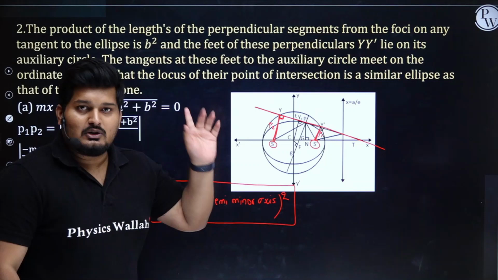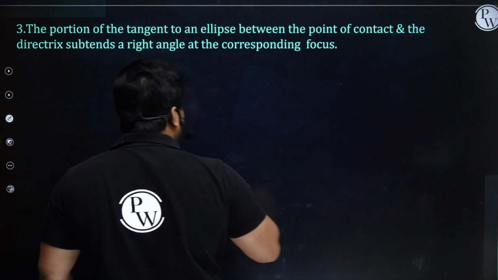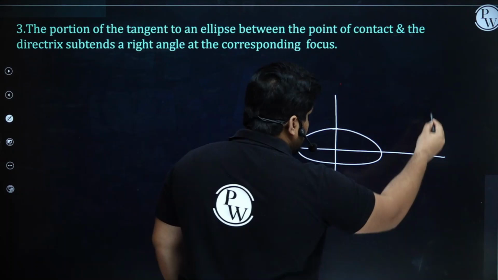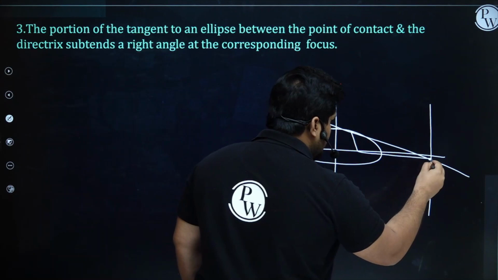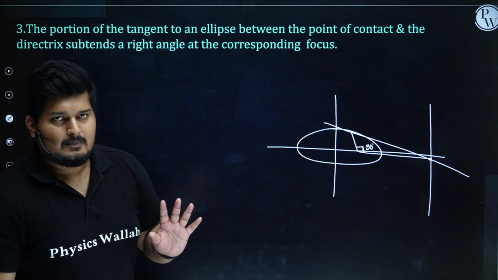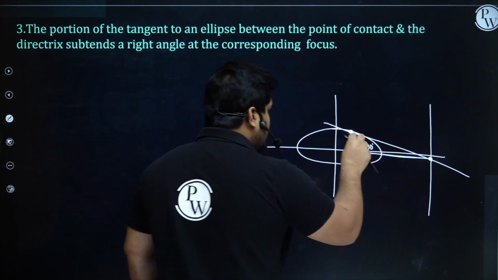Moving with the next one, this is a derivation, you can go through it. The portion of the tangent to an ellipse between the point of contact and directrix will subtend a right angle. See, this is the ellipse, this is the directrix. Let's say this is some tangent. So this portion of the tangent which is intercepted between the point of contact and the directrix will subtend 90 degrees, okay? The length of the tangent intercepted between the point of contact and the point where it intersects the directrix will subtend a right angle at the focus.